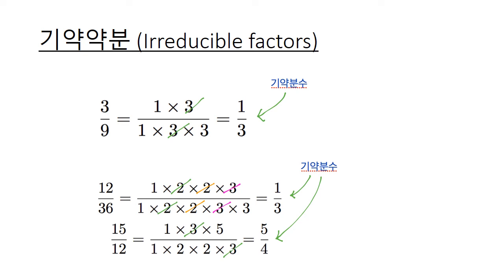These are some examples that we saw earlier, but basically the fractions at the end are all the 기하분수 forms of the 분수 3 over 9, 12 over 36, and 15 over 12. You can see that we've crossed out all of the common factors between the numerator and denominator for each fraction so that there are no more common factors left to divide, and all we have are the simplest form of each fraction at the end.